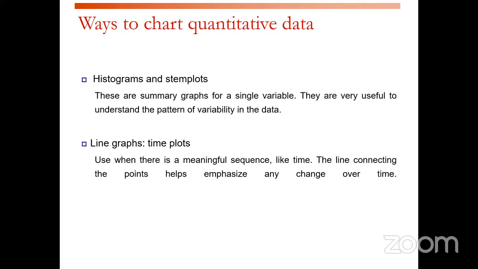So the data gives you numbers, the data points, but the histogram can summarize and condense the data into a smaller form of graph, which gives you perhaps similar information to what the large amount of data can give you. That is one thing. The second thing is that it gives you the information much faster than anything else. Clear? Second is the line graphs or the time plots. You can use this line graph when there is a meaningful sequence like time, and the points help to emphasize any changes over the time.